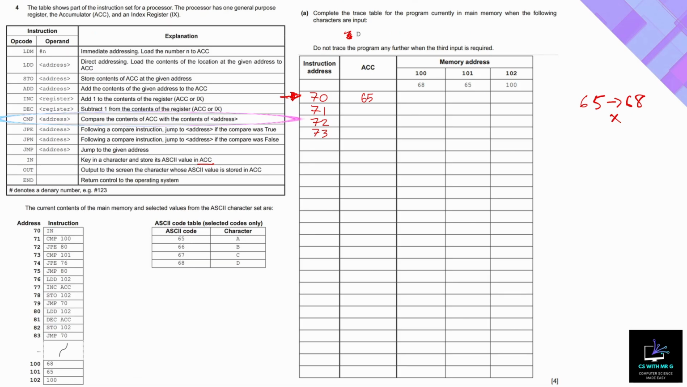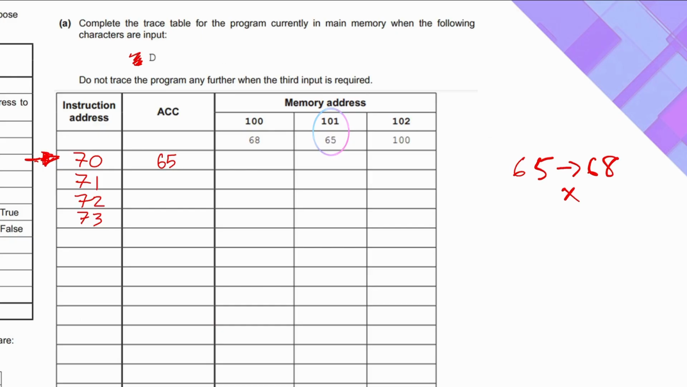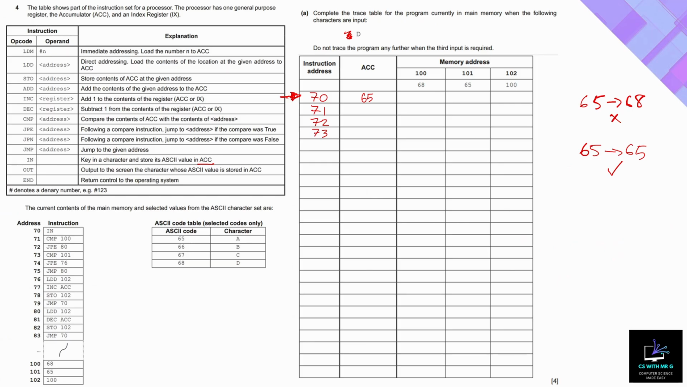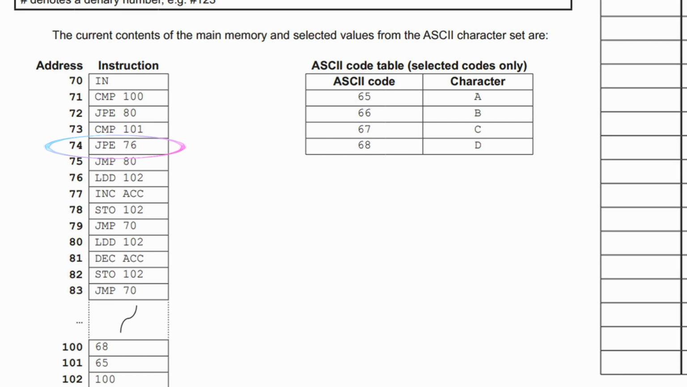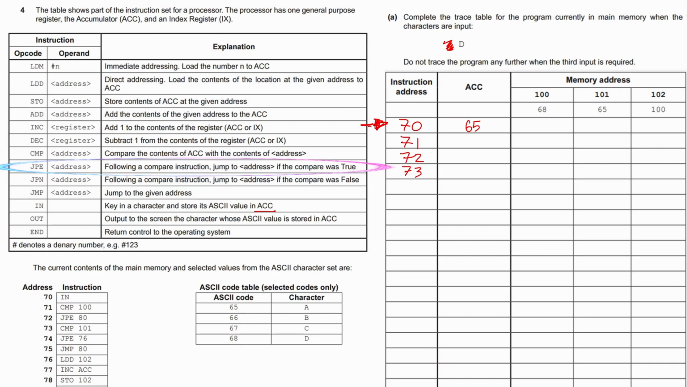So again, the CMP command is exactly the same. Compare the contents of the accumulator with the contents of the address given. So 101 contains 65. So 65 compared with the accumulator, which is also 65, now means the compare was true. So again, following on from a CMP command, we have a JPE 76, which means following the compare instruction, jump to the given address if it was true.